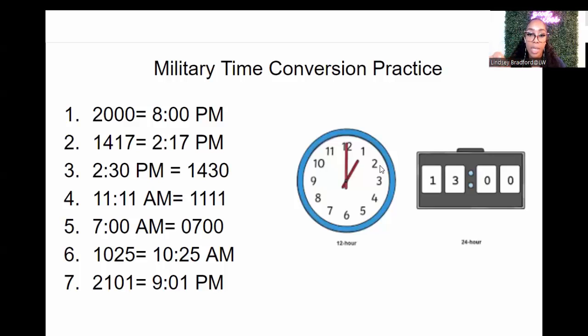2:30 is 14:30. So again, that means that the hour hand is behind the 2 and the minute hand is where? On the 6. Okay.